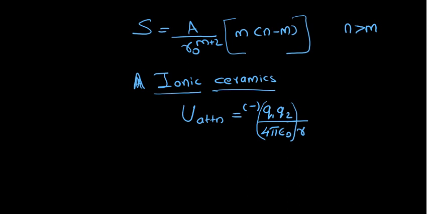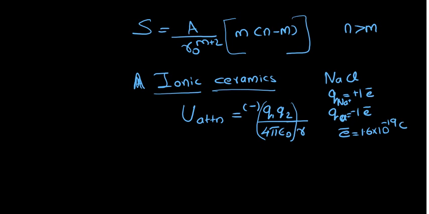In case of, for example, sodium chloride, Q1 would be plus 1 e and Q2 will be minus 1 e. Q1 corresponds to sodium, which is plus 1 e, and Q2 to the chloride ion, and e is the charge of the electron. You can use the value 1.6 into 10 power minus 19 coulombs, and epsilon 0 is the permittivity in vacuum, which has its own value. I forgot the value, so you can substitute the constants here.